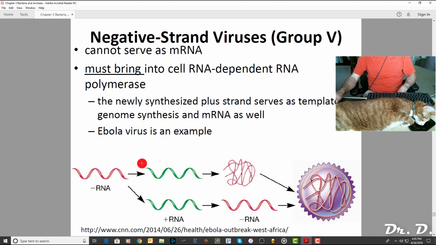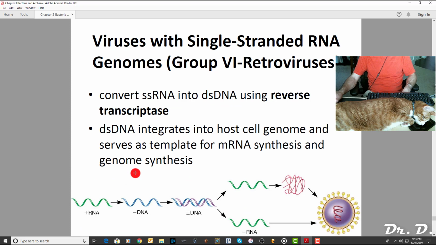The negative strand viruses, these ones have it tougher. What you need to know is that these must, you see why I underlined must bring? That's what you need to know. These must bring RNA-dependent RNA polymerase into the cell. Okay, they cannot code for it once inside because the ribosome cannot recognize negative strand RNA. It does not read it as mRNA.